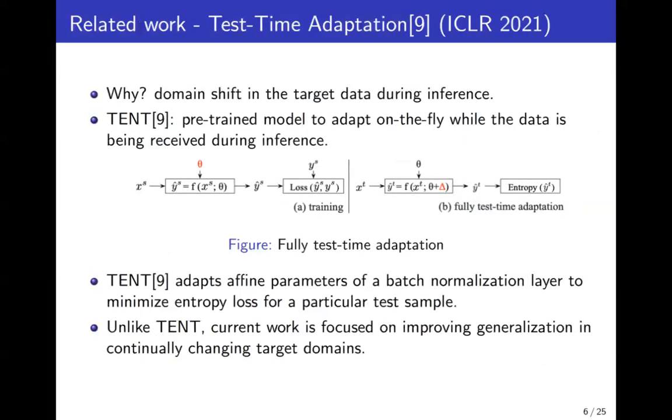So coming to related work, the first work, test time adaptation TENT, was proposed in ICLR 2021, where the goal is to adapt a pre-trained model to data while it is being received at inference. So TENT adapts the affine parameters of the batch normalization layer to minimize the entropy loss for a particular test sample. Unlike TENT, the current work focuses on a continually changing target environment instead of a static fixed target domain.